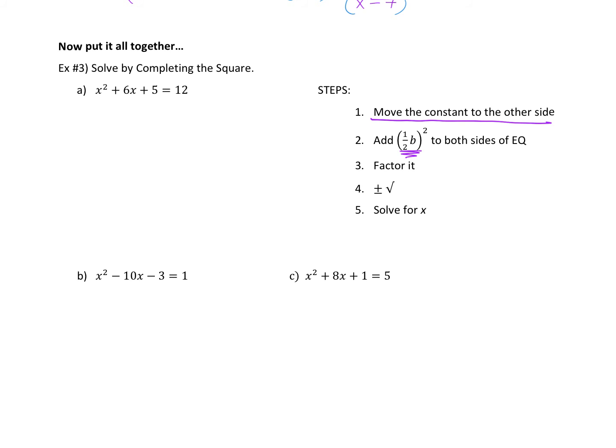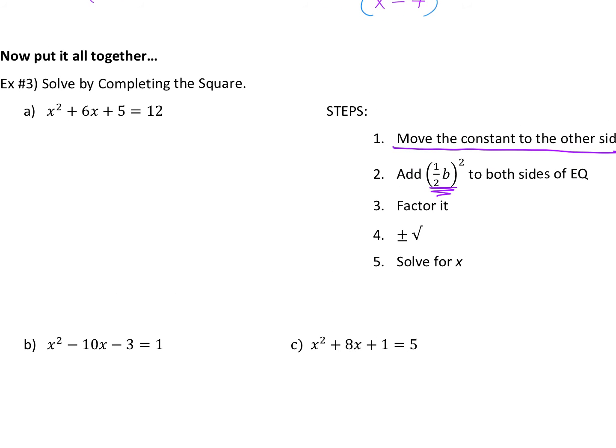Okay, so here's the deal. Your constant right now in this letter A, the constant they're talking about is that plus 5. We want to complete the square. Right now, this is not a perfect square trinomial, right? 5 is not a perfect square. So we want to make it a perfect square. So what we're going to do is we're going to get the 5 out of there. So take away 5 from both sides, and we're just going to leave a blank there. Okay, so this is your step 1. Move the constant to the other side. You get x squared plus 6x plus something, some perfect square, will equal 7.